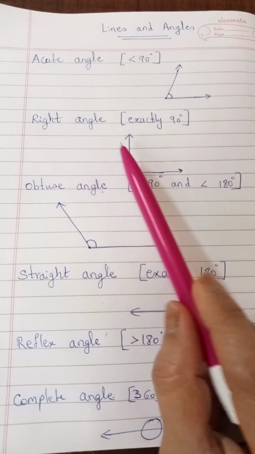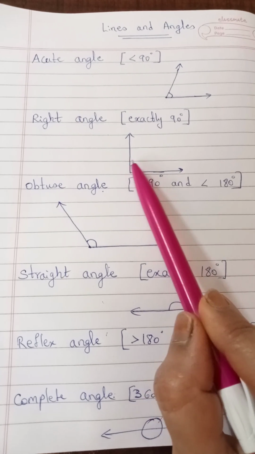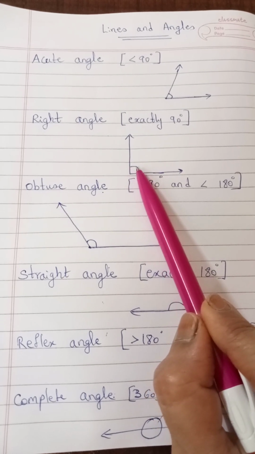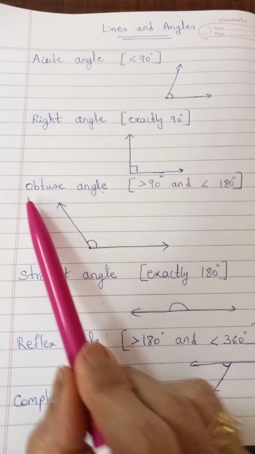Next is right angle. Right angle is exactly as the straight line. So it has to be a straight line. It is a 90 degree angle. So this is the identification mark of 90 degrees.